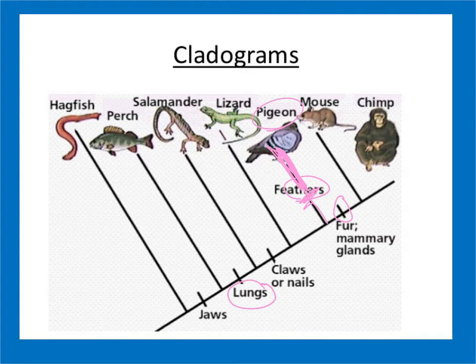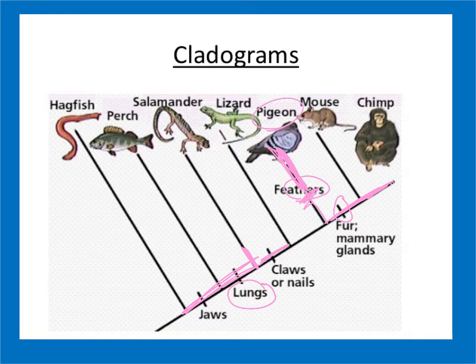Another question that you might be asked on this is which two organisms are closer related. So I might say, what is a chimp closer related to, a mouse or a pigeon? Well, because it's closer to the mouse, it's closer related to the mouse than the pigeon. You have further on the line to go to get to the pigeon. So what is the salamander closer related to, a hagfish or a lizard? It's going to be closer to the lizard than the hagfish. So that's another type of question you could possibly see about a cladogram.